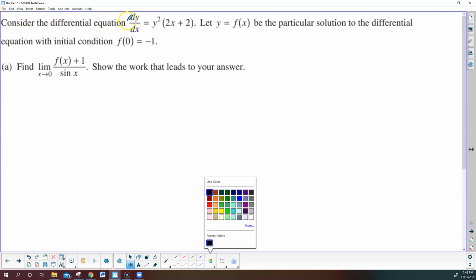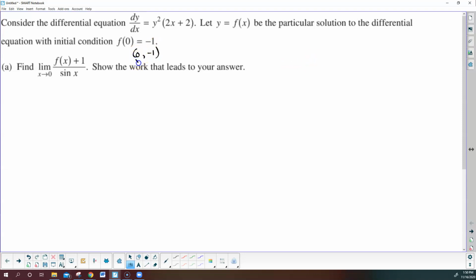So consider the differential equation. Right away, when you see dy/dx, I want you to think slope. This is our equation for slope. I can find it at any point x and y. And then it says let y equals f of x be a particular solution to the differential equation with the initial condition (0, -1). Well, what that tells me is when x is 0, y is -1.